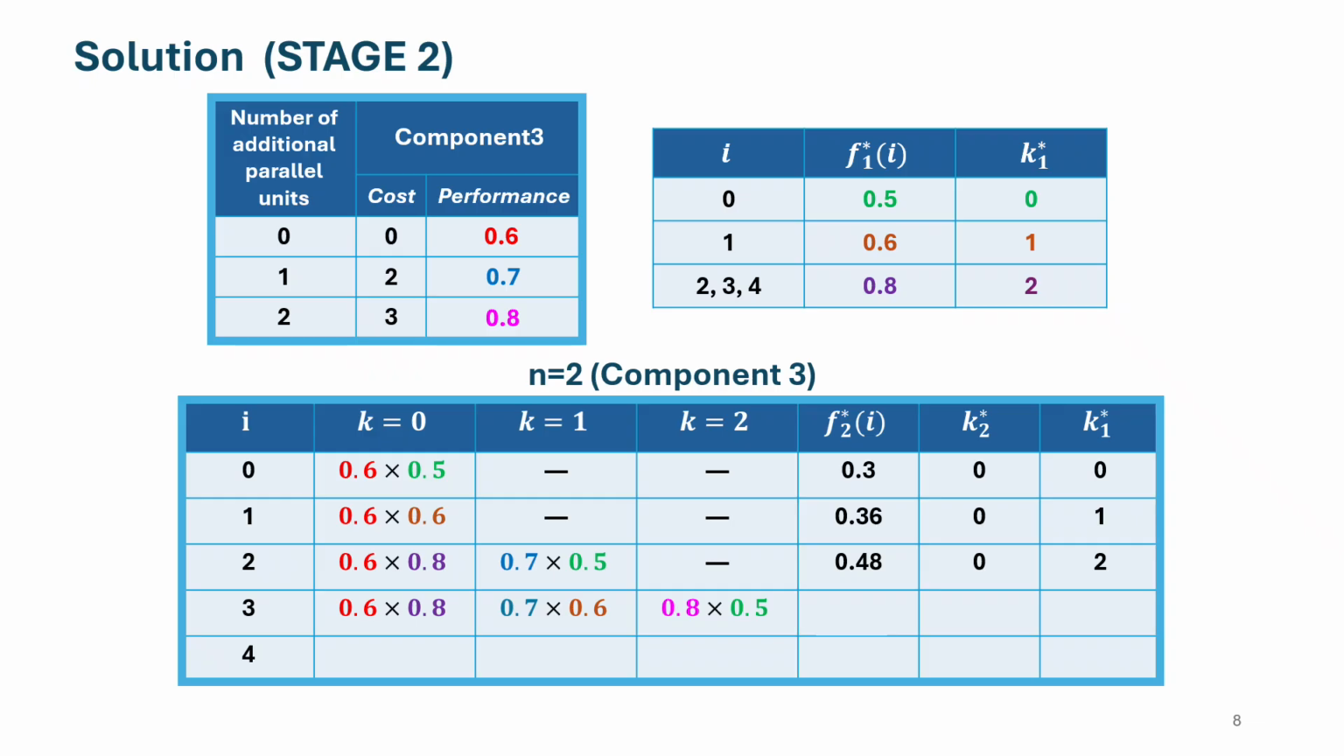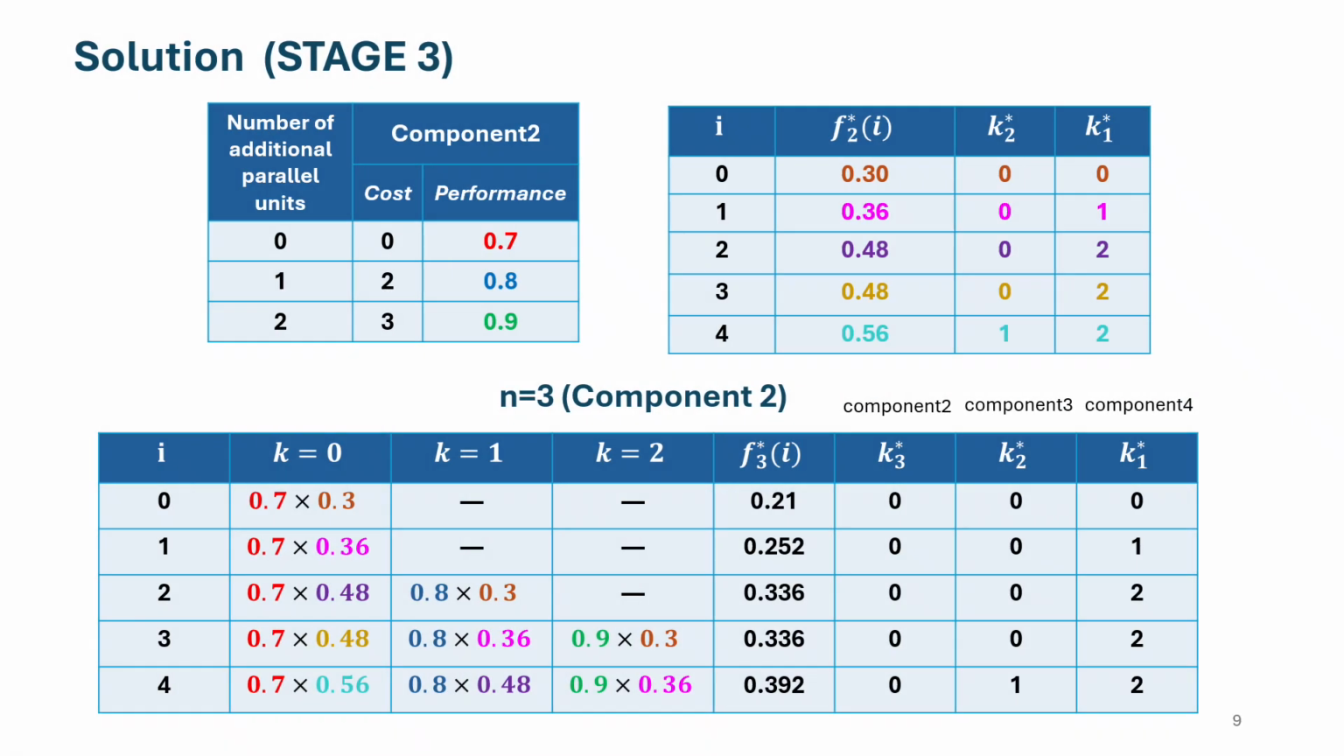By comparing the results, 0.48, 0.42, and 0.40, we see the maximum performance is 0.48, achieved by choosing 0 units for component 3 and 2 units for component 4. Finally, for a budget of I equals 4, we assess all scenarios. We find performance values of 0.48 for 0 units, 0.56 for 1 unit, and 0.48 for 2 units. Thus, the optimal result is 0.56, achieved by selecting 1 unit for component 3 and 2 units for component 4.